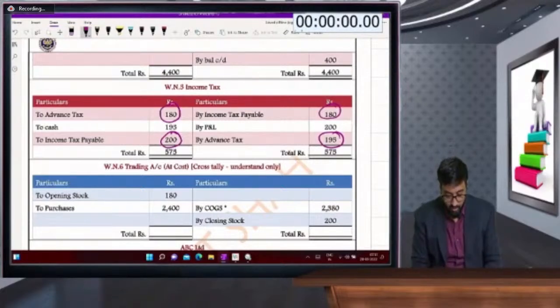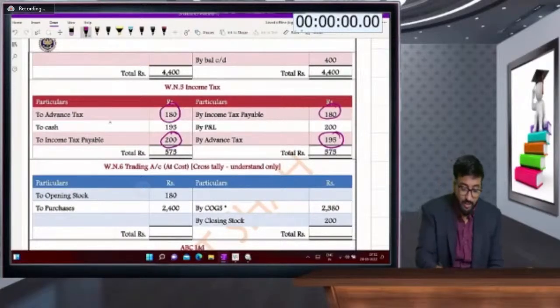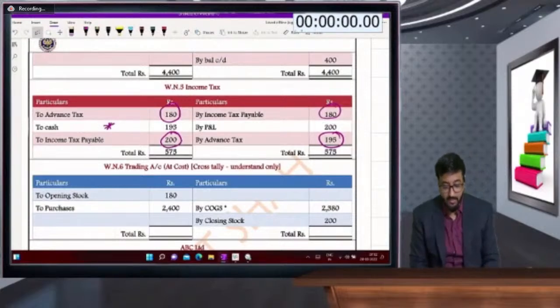And if you are not aware about this pro forma, it will be difficult. So income tax account is a pro forma: by payable to payable, to prepaid, by prepaid. Instead of prepaid, we will write advance tax, and by P&L we will write it, and balancing figure is to cash. So every time balancing figure is to cash. So star mark for all balancing figures.